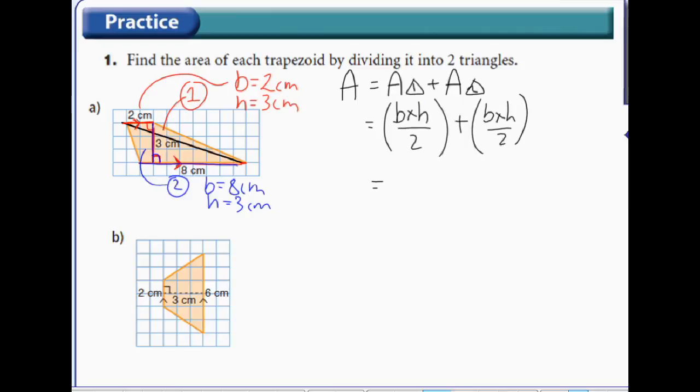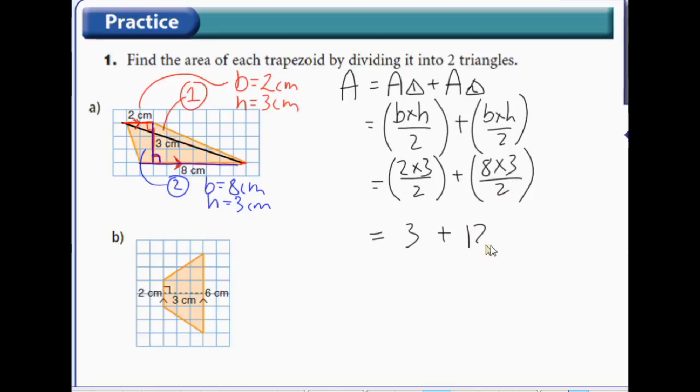So number 1, we have a base of 2, a height of 3, divide that by 2. Add that to triangle number 2, we have a base of 8, a height of 3, divide that by 2. We will get 6 divided by 2, which is 3. We will get 24 divided by 2, which is 12. We will get 15, and then we add the units, centimeters squared. So that's dividing into two triangles. Let's try the next one.